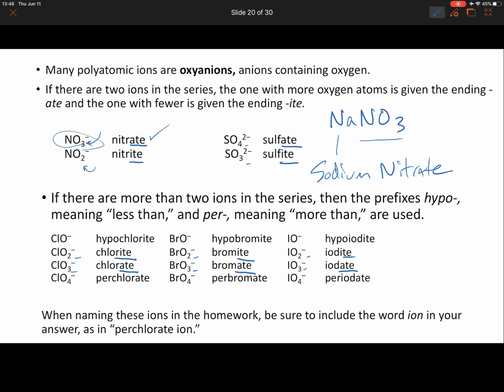Now, if there's even less than ITE, we add a hypo in front. So here you can see for these ions that have different numbers of oxygens, these only have 2. But if you have 4, then in addition to ITE and ATE, we can go hypochlorite and hyper, we don't say the hyper part, we just say perchlorate. So hypo is even less and hyper is even more. Again, the hyper here is not shown, but that's where it comes from.